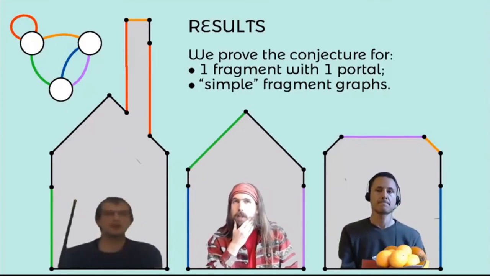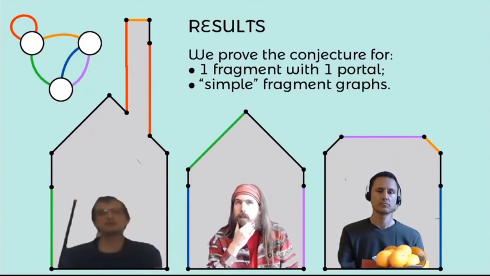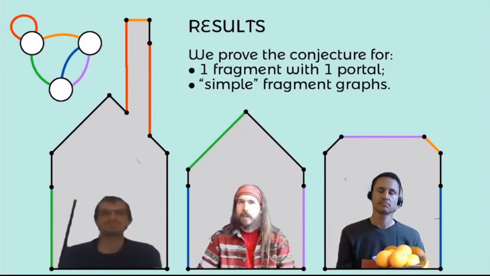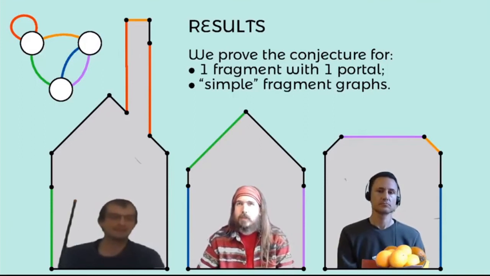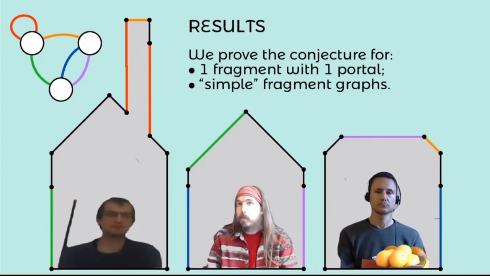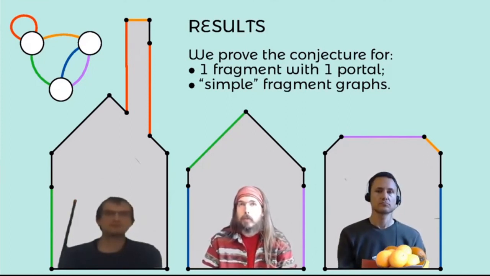If the fragment graph is a tree, or if it has only a single cycle, then we can also prove the conjecture. Very nice. And what about the other cases? Yeah, they are open. Okay, so I think we might just have enough time to say a few words about how we prove the conjecture in the very simplest case, which is when we have two parallel portals.